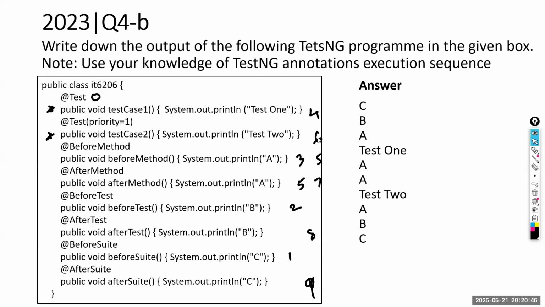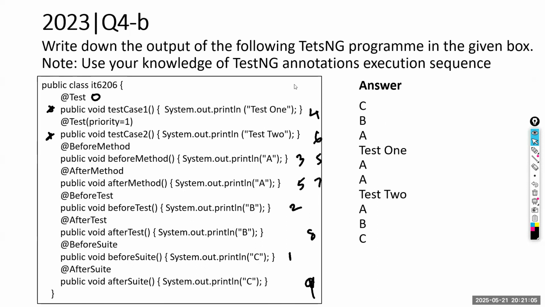So, yeah, that is 6. Then again A, after method, then B, that is after test, and finally C, that is after suit. After suit. Okay. So that is how it works.